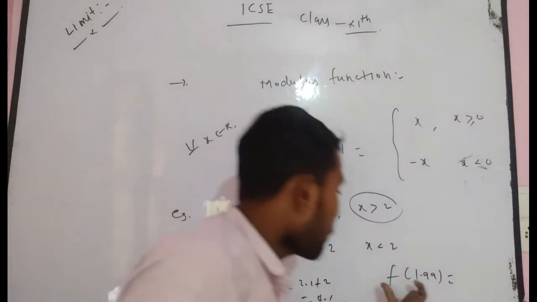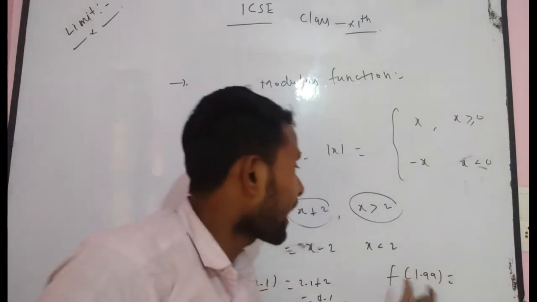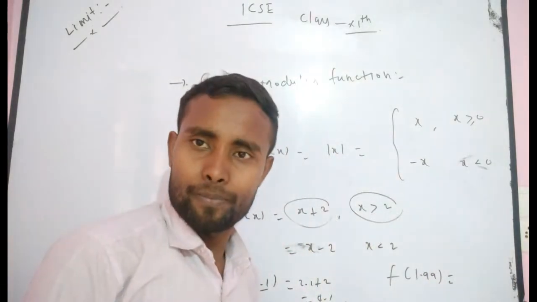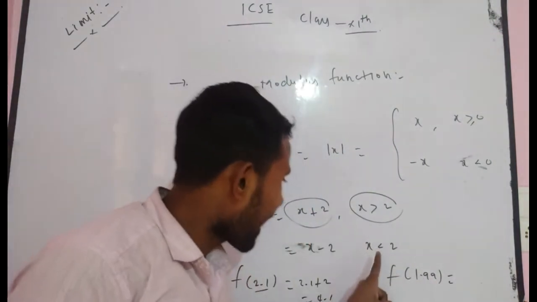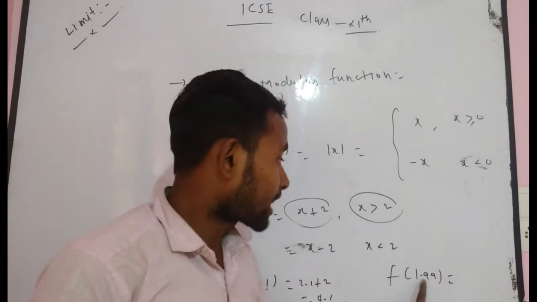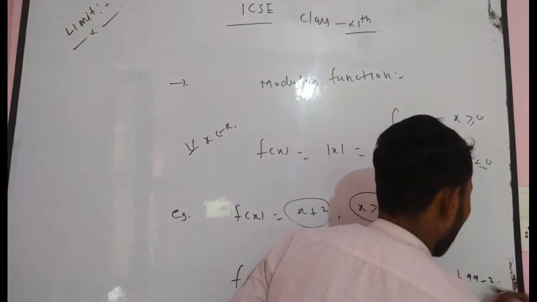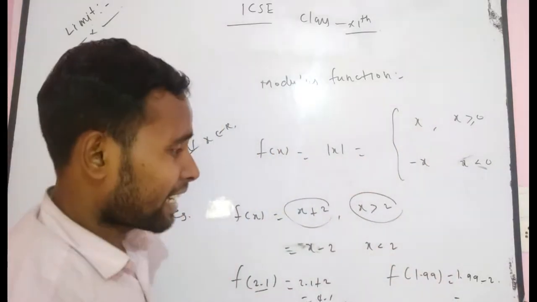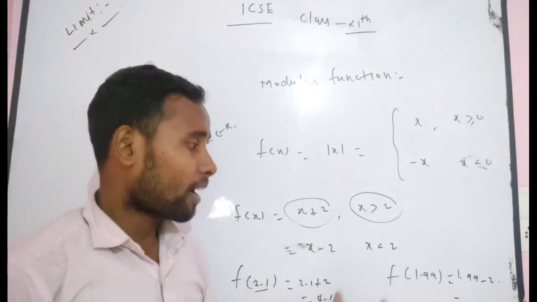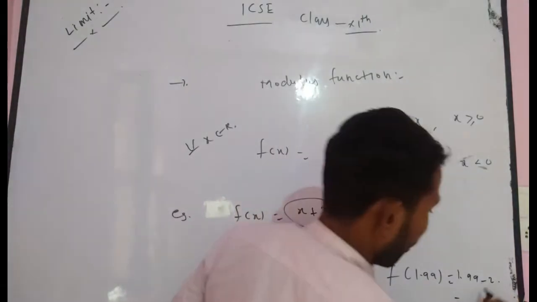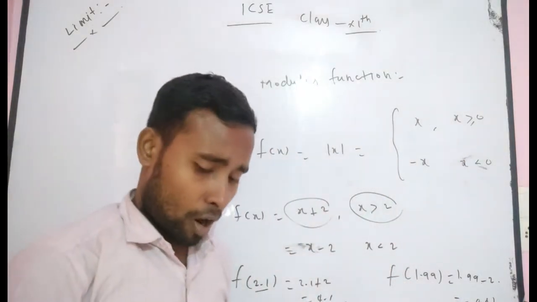And if you have to find the value of f(1.99), then you have to check in which interval 1.99 lies. It lies in x less than 2. Then you have to put x equal to 1.99 in this function. This is basics, because while I am solving problems, this concept comes. If you have no idea, then you face many kinds of problems. Now it becomes minus 0.01. This is your answer.